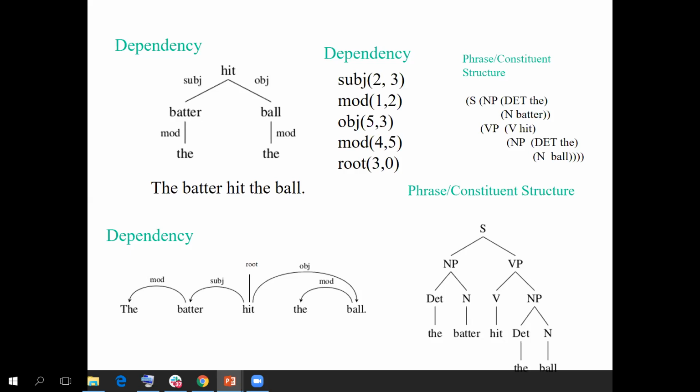The other 2 representations are equivalent. The one that says subject 2-3, mod 1-2, what that means is word 2, batter, is connected to word 3, hit, with a subject label. Word 1, the, is connected to word 2, batter, with a modifier label. Word 5, ball, is connected to word 3, hit, with an object label, and so on. And you can see that reflected at the bottom of the screen without numbers. So any questions about these 2 types of representation, dependency structure and constituent structure? We're going to look at them in detail.